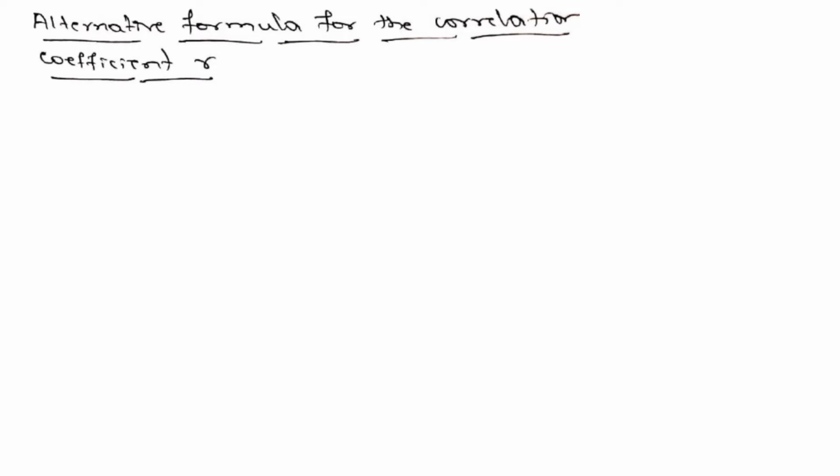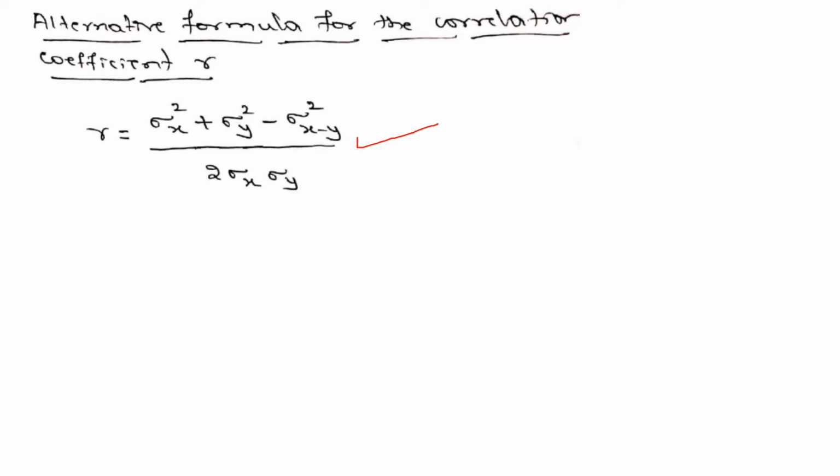Now let us see the alternative formula for the correlation coefficient R. R can also be found by using this formula: sigma x square plus sigma y square minus sigma (x minus y) square, that is, the square of the standard deviation of the x variable and the square of the standard deviation with respect to y, minus the square of the standard deviation with respect to x minus y, divided by 2 into sigma x into sigma y.